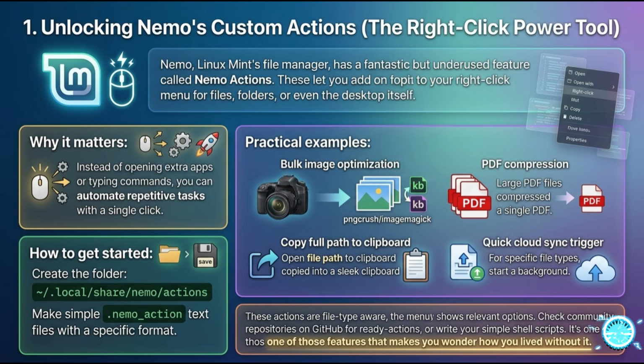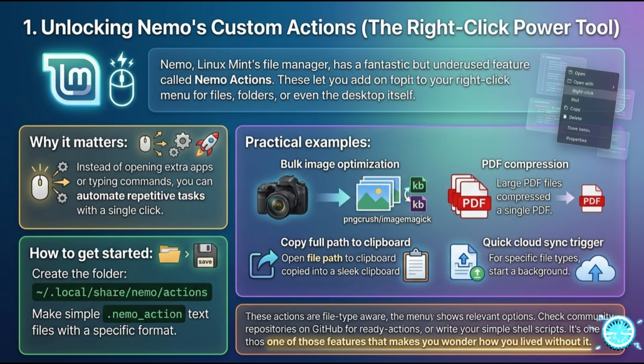Number 1. Unlocking Nemo's custom actions, the right-click power tool. Nemo, Linux Mint's file manager, has a fantastic but underused feature called Nemo Actions. These let you add custom options to your right-click context menu for files, folders, or even the desktop itself. Why it matters: instead of opening extra apps or typing commands, you can automate repetitive tasks with a single click.